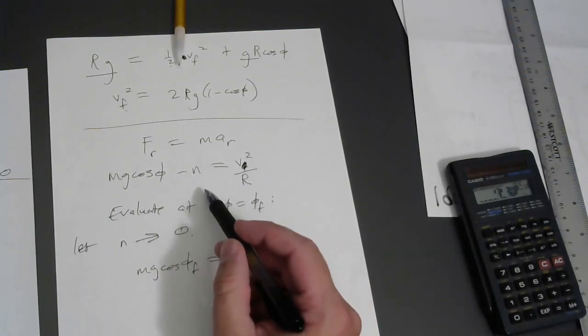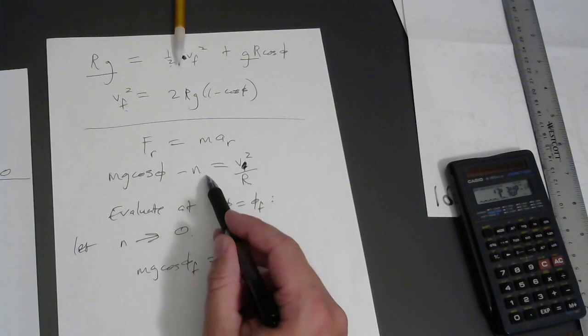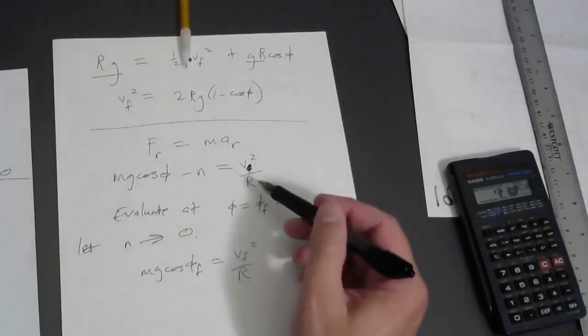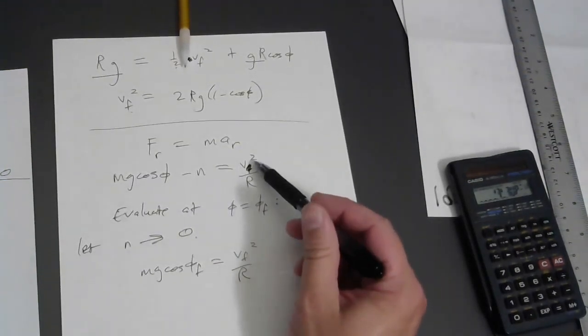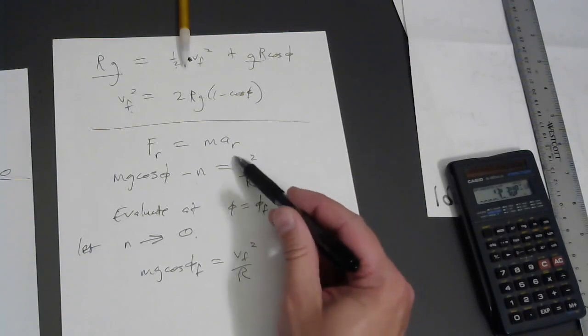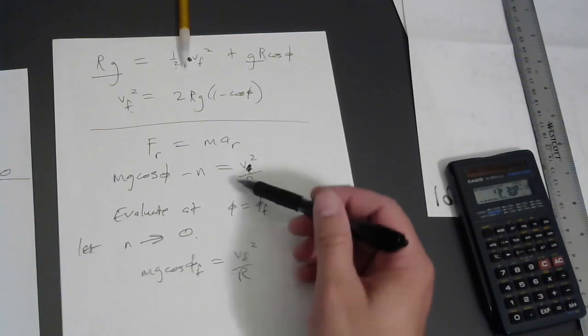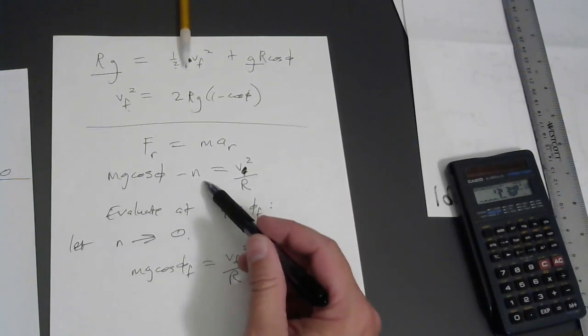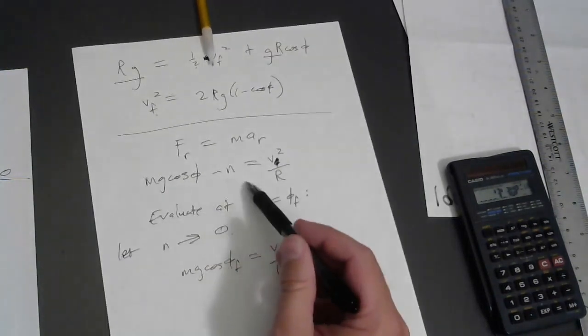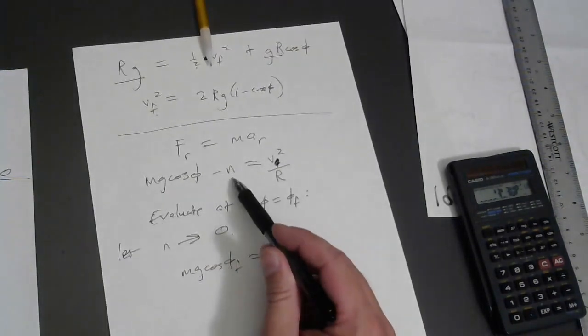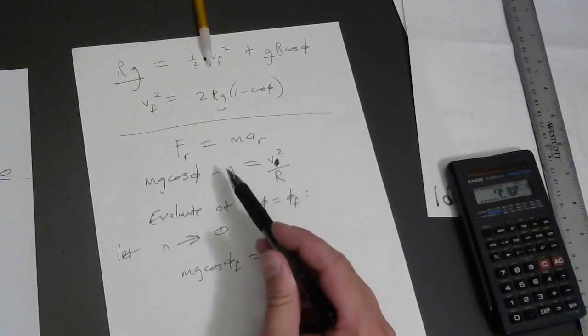But one thing that's not possible here is for this to go negative. Think of it the other way. What if you wanted to go faster? The faster you go, the bigger your speed is, the greater the right side is. And that means the greater the left side would have to be. Well, how do you make the left side greater? You'd have to be subtracting a smaller and smaller number. So the faster you go, the smaller the normal force gets.